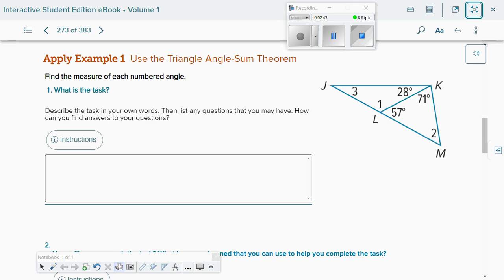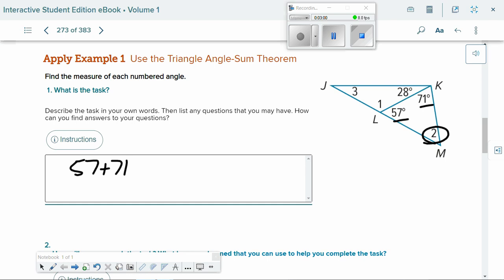The easiest angle right now is probably angle 2, because it has 2 other angles with it. If I know that all 3 angles are supposed to equal 180, I can take the 2 that I have, 57 and 71, and add them together, so I get 128. I can subtract that from 180 degrees, and it will get me angle 2. When I subtract, I get 52 degrees. So that's angle 1, or I'm sorry, angle 2.